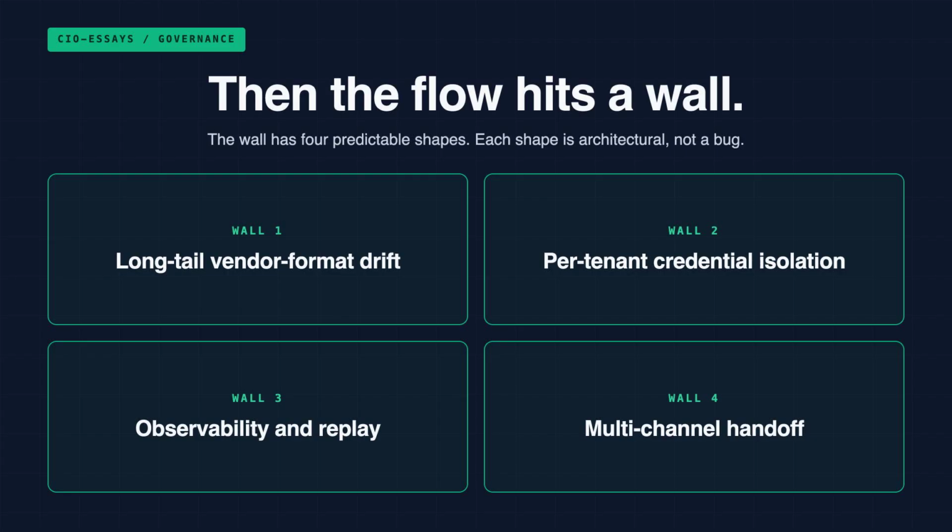Then the flow hits a wall. The wall has 4 predictable shapes. Each shape is architectural, not a bug. Each shape requires something Power Automate is not designed to do. The missing thing bolts on top without ripping out the flow you have already built.